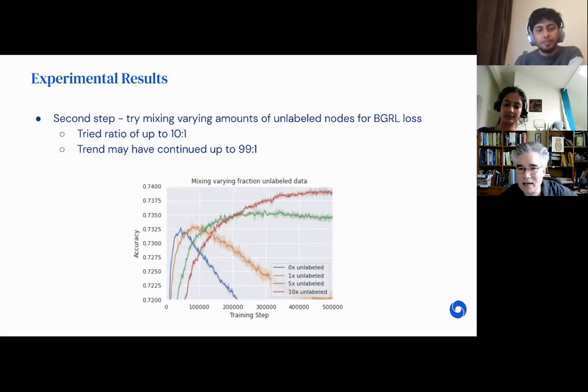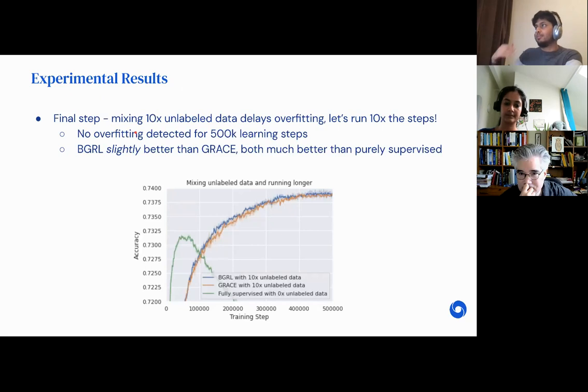Does the unlabeled data stop the overtraining that makes the accuracy drop as you train? Exactly, precisely, yeah. Just as you said, mixing a ton of unlabeled data seems to delay overfitting, right? So with 10x data, let's say we just run for 10 times longer. So we trained for like 500,000 learning steps and there wasn't any overfitting detected. And at this point, both BGRL and Grace were way better than fully supervised. And BGRL was slightly better than Grace.